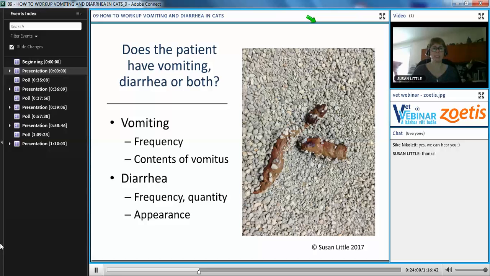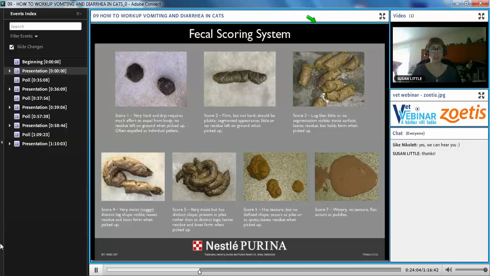So one of the other things that we do to help us get more information about the character of the diarrhea is to use a fecal scoring system. So all of the pet nutrition companies have one. I like this one from Purina. So you can get it from Purina. This is actually a little older version. They have a newer one they use now. But this is the one that I like to use in my practice.